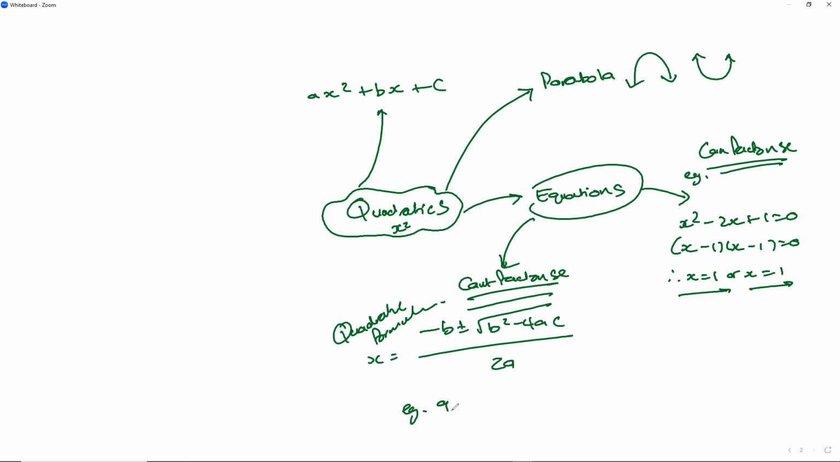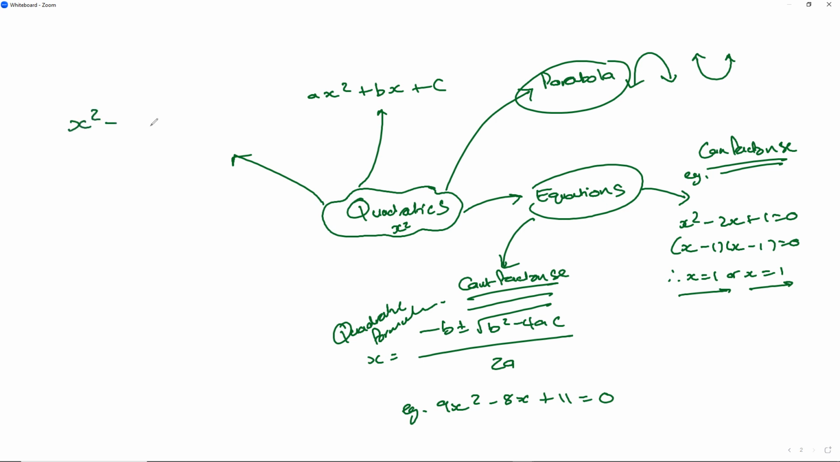So for example, I've got 9x squared minus 8x plus 1 equals 0. Hypothetically speaking, I'm not sure, maybe you can factorize that one. Try another one. So from there, if I look at another example, I've got equations, I've got the graph itself as a function, and I can also have quadratic equations where they might not have three terms.